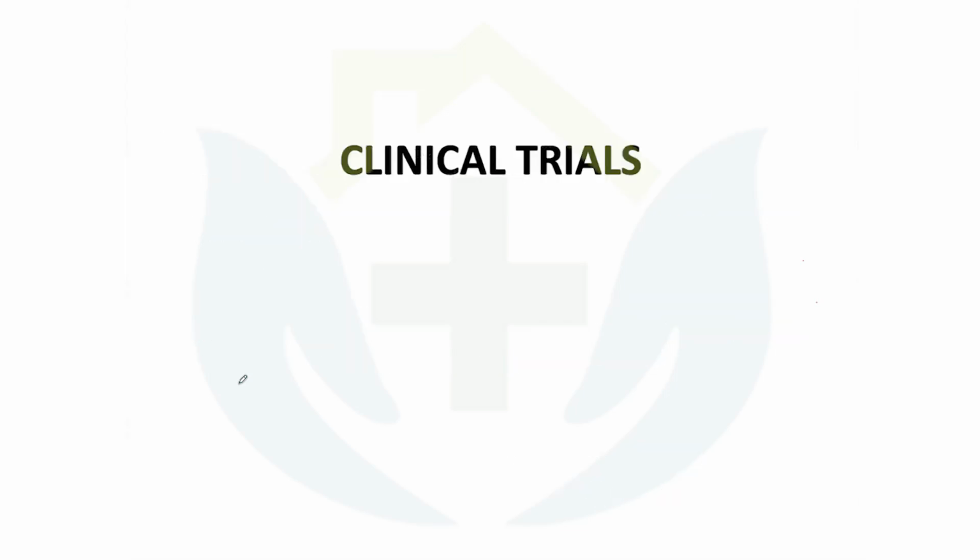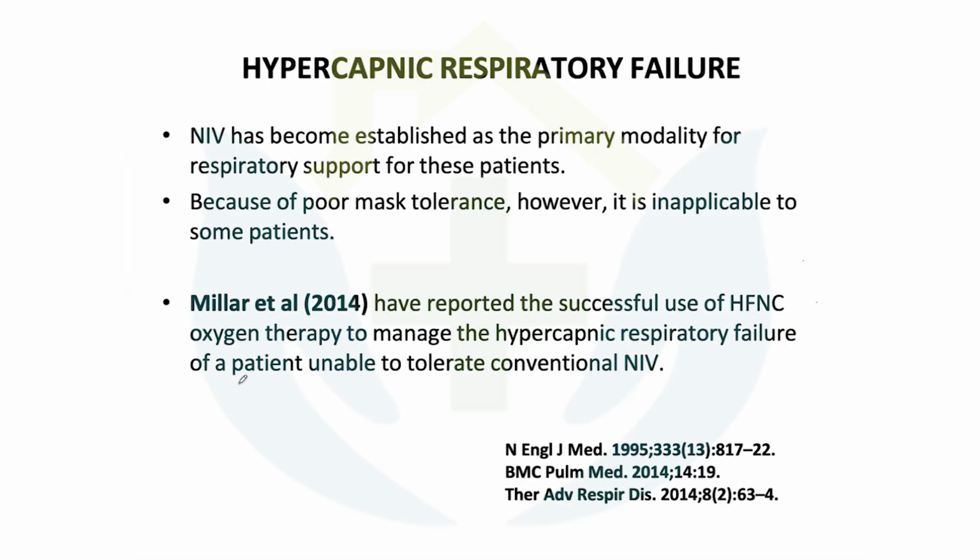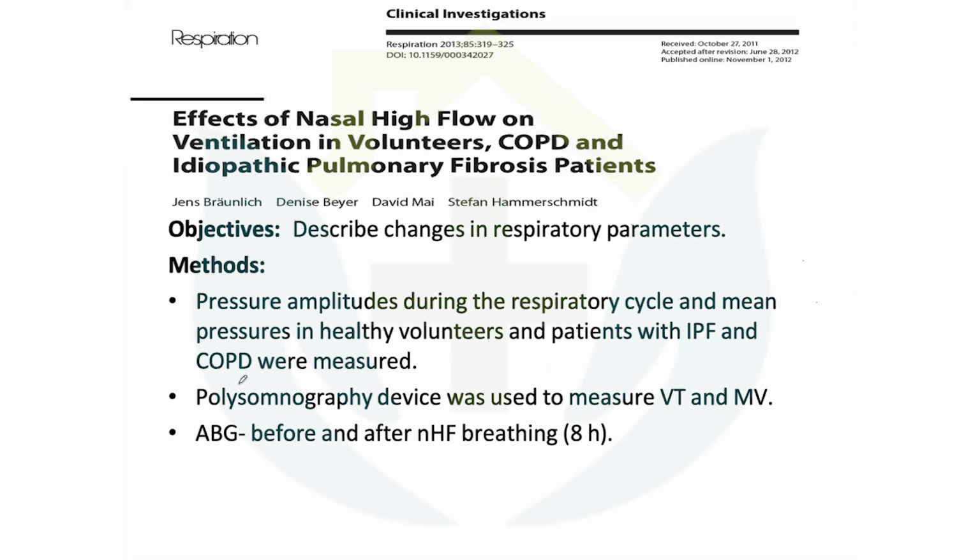Now coming to some clinical trials. In hypercapnic respiratory failure, we know that if you give more oxygen, it is detrimental. But in 2014, Millar et al. reported successful use of HFNC oxygen therapy to manage hypercapnic respiratory failure patients unable to tolerate conventional NIV. So in hypercapnic respiratory failure, NIV is always the first choice, but if the patient is not tolerating NIV, HFNC can be your alternative.